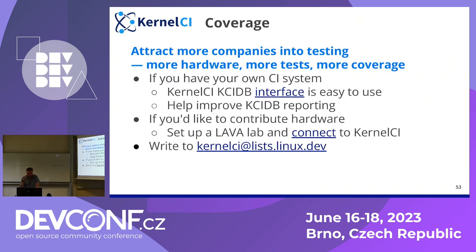So what I think we can do is, for coverage, obviously we need more hardware, we need to attract more companies to run tests and to provide their results. And if you have your own CI system, you don't want people to control your hardware, you can send your results to KCIDB, and you can also help work on the reporting to make it more efficient. If you would rather contribute hardware and not do your own tests, you can always set up a LAVA lab and connect it to KernelCI. These links lead to instructions how to do that, and in any case, you can write to our mail list and ask questions.